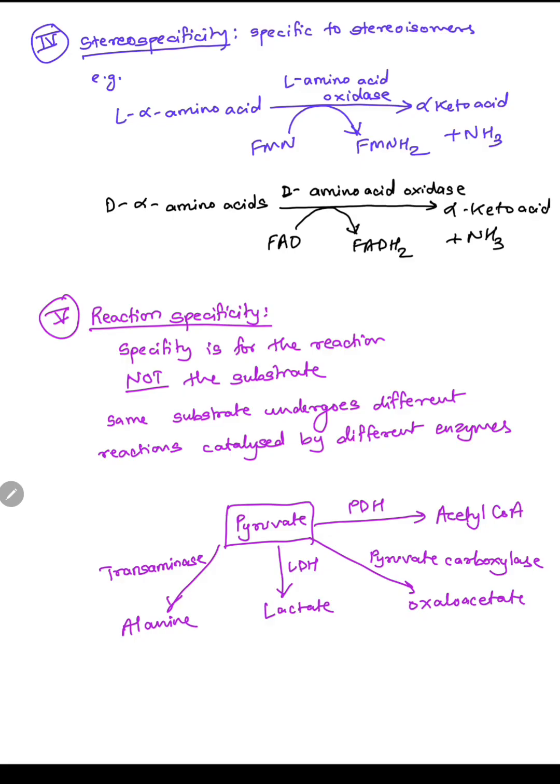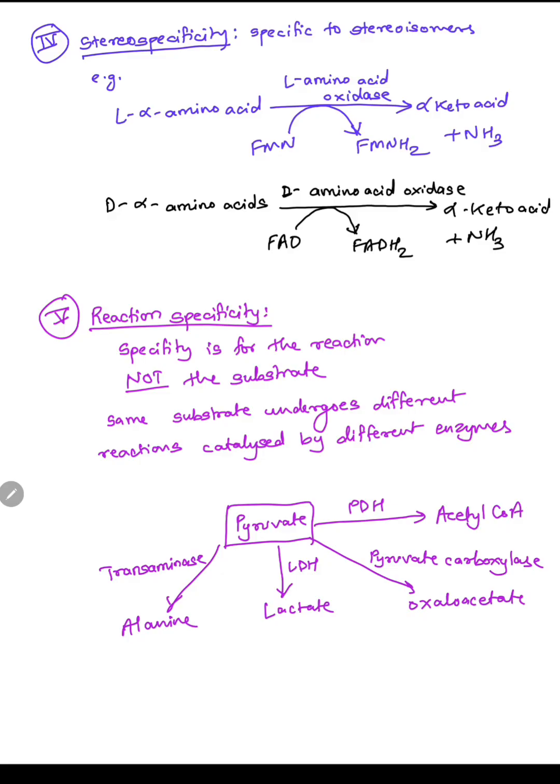Stereospecificity is specificity to stereoisomers. L-alpha amino acid oxidase converts L-alpha amino acid to a keto acid and an amino group, whereas D-amino acid oxidases are specific for D-alpha amino acids. I have written down these reactions for you to notice that L-alpha amino acids are the naturally occurring amino acids. They use flavin mononucleotide as a coenzyme, whereas D-amino acid oxidases use flavin adenine dinucleotide as a coenzyme.